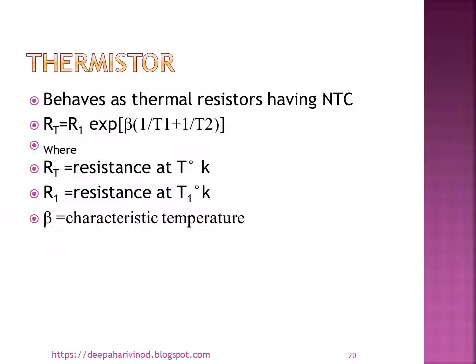So here it behaves as the NTC and the expression is given RT equal to R1 into e raised to beta into (1 by T minus 1 by T1), where RT is the resistance at T degrees Kelvin, R1 is the resistance at T1 degrees Kelvin, and beta is the temperature characteristic. The advantages of the thermistor: it is smaller in size, low cost, stable. Resistance is dependent on the absolute temperature, hence cold junction compensation is not required.